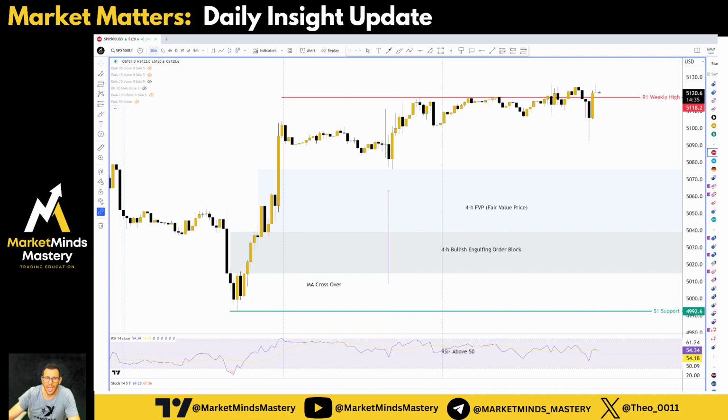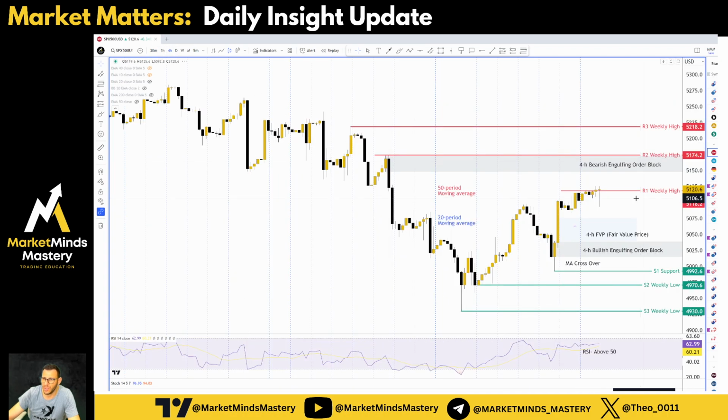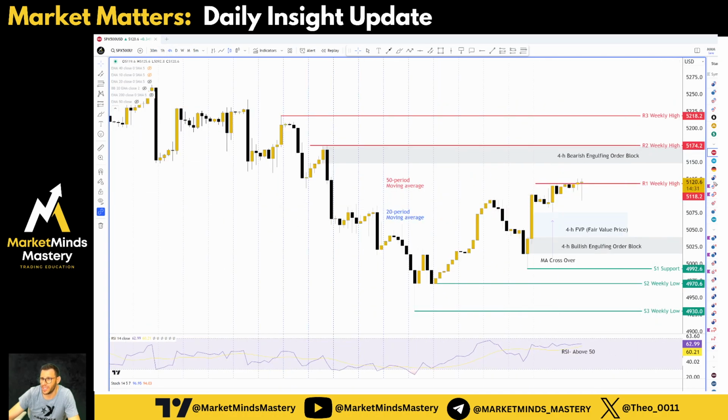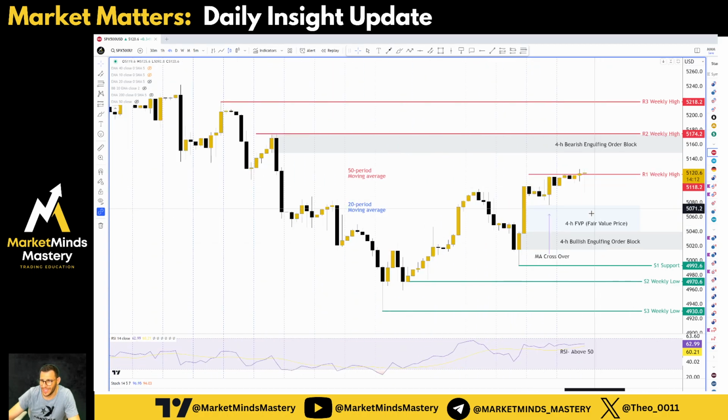So what I will be looking to do, and how I would like to play it, is to wait and see what's going to happen during the Asian session and London session, and during the New York session go to the lower time frames and try to find some entries. Okay, this is one of my strategies, how I trade the indices intraday.